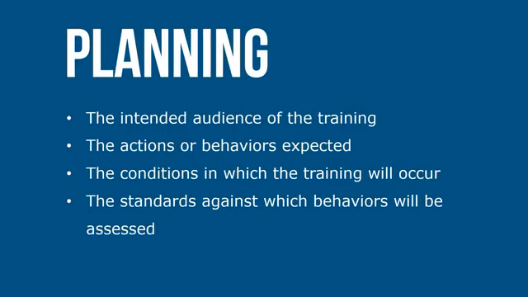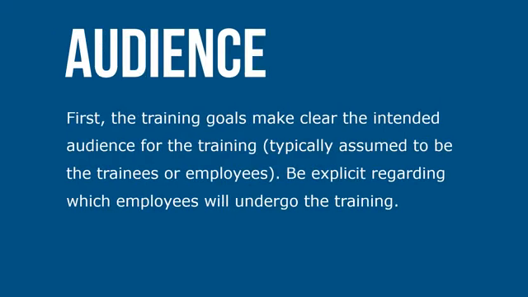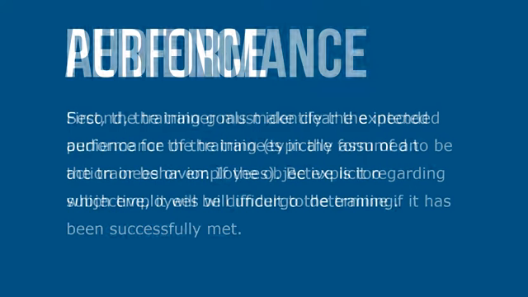Planning involves certain aspects: the intended audience of the training, the actions or behaviors expected, the conditions in which the training will occur, and the standards against which behaviors will be assessed. First, the training goals make clear the intended audience for training, typically assumed to be the trainees or employees. Be explicit regarding which employees will undergo the training.